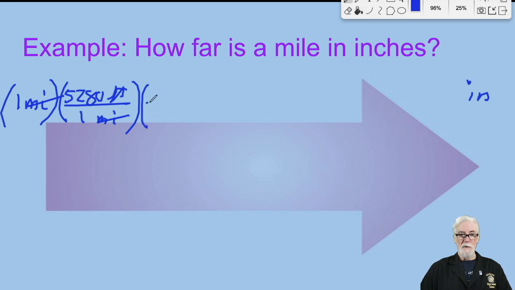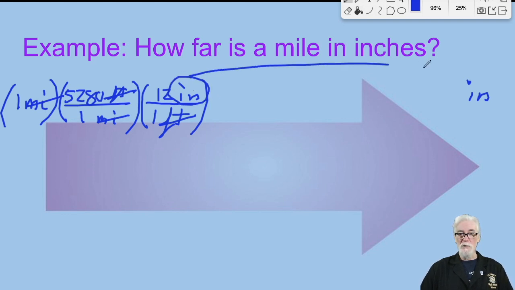Let's keep going. I know that 1 foot is the same thing as 12 inches. So feet cancel. I've now changed my unit to inches, but because I multiplied by an equivalency, I have not changed the length. I've just changed the unit that I'm expressing it in. And I'm there. Inches is what I need. That's my target unit that I was shooting for. And I've now multiplied by 1 appropriately enough times to get there.